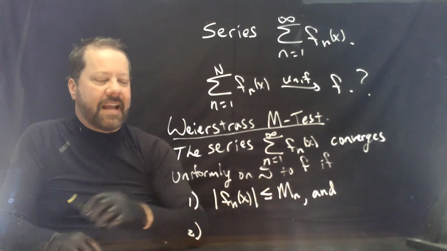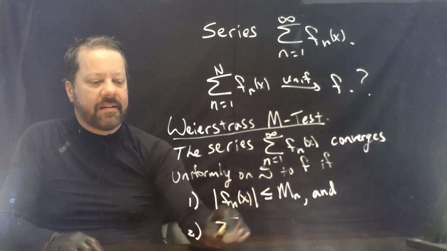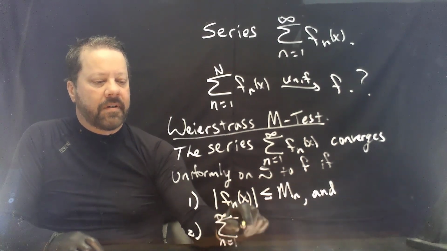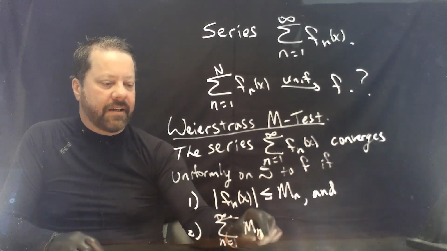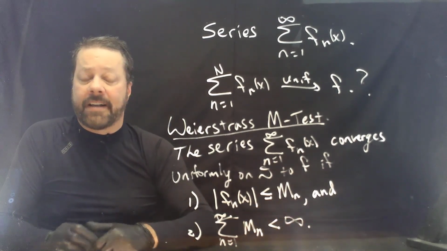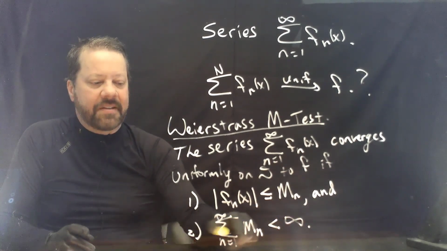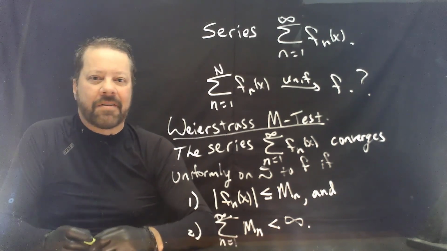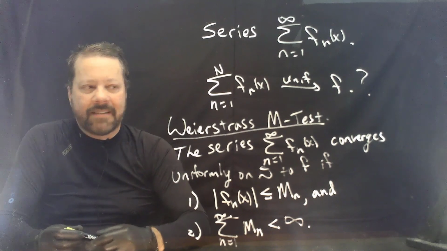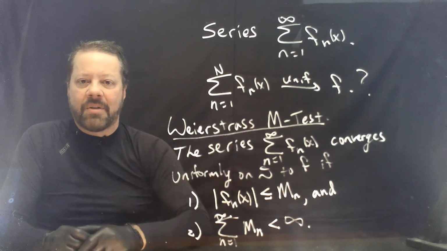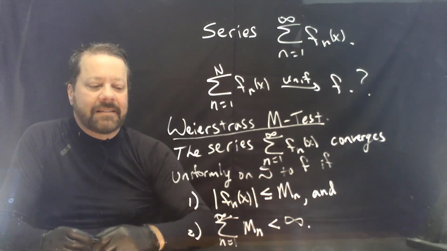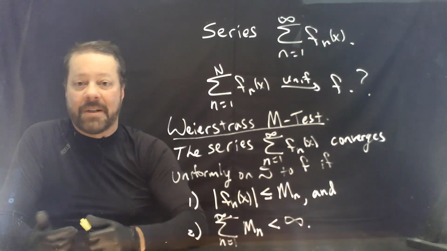But to get that uniform convergence, we need the sum of these bounding constants to add up to some finite number. So this series has to converge. Another way to say this is the terms in the series as functions must be bounded, and the bounds must be summable.